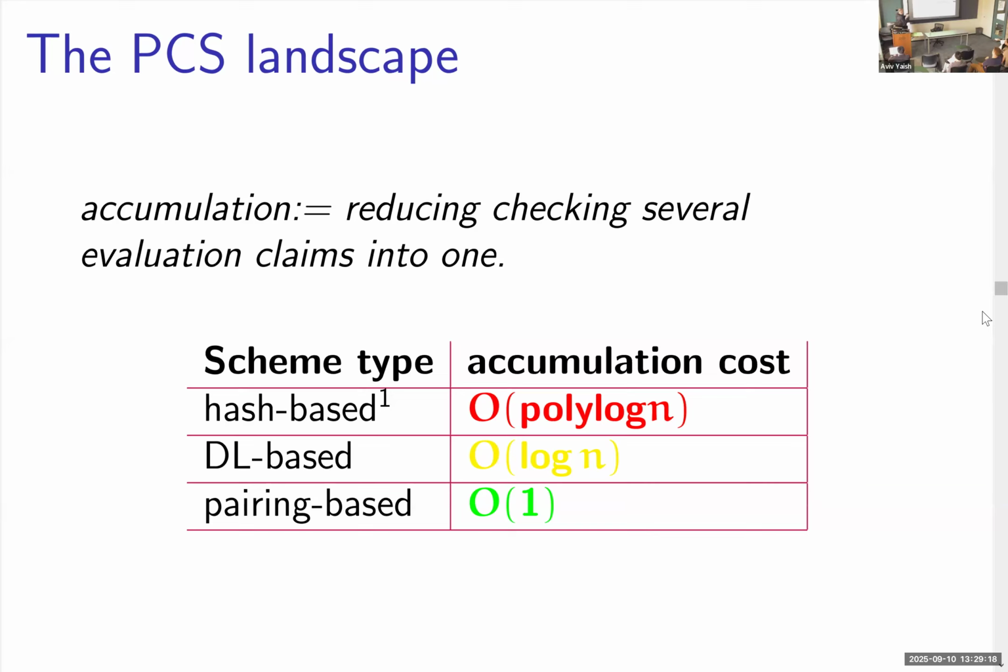Then the question is, is there some way to reduce checking several evaluation claims without actually having to do the verification? And here there was this very nice observation, first in the Halo paper and subsequent papers, that if you just need to accumulate evaluation claims and defer the verification for later, you can do this in O(log n) and verify.